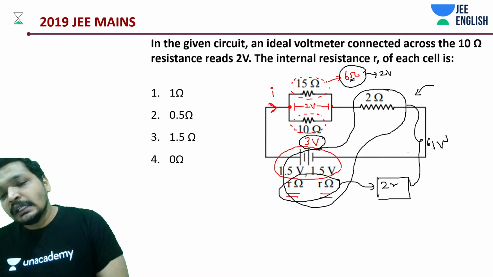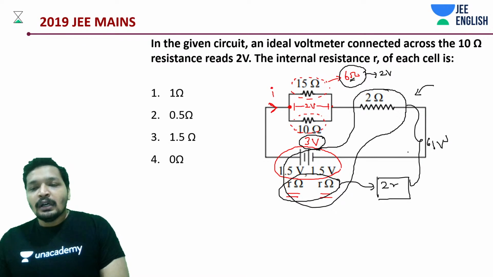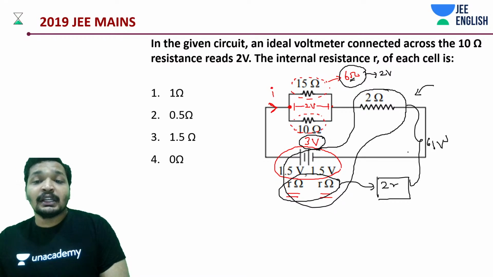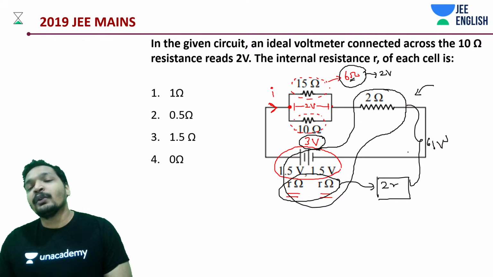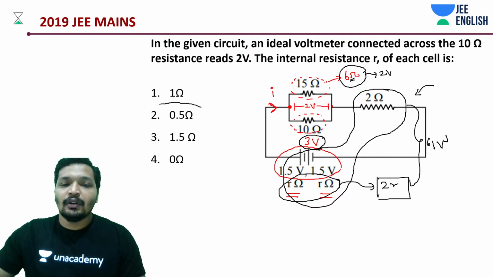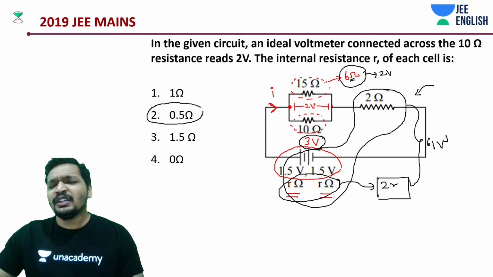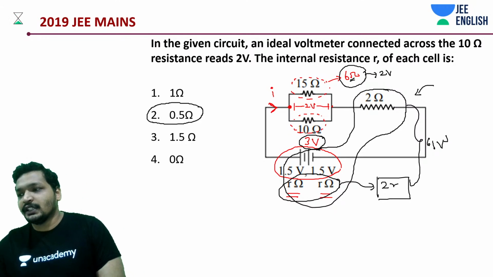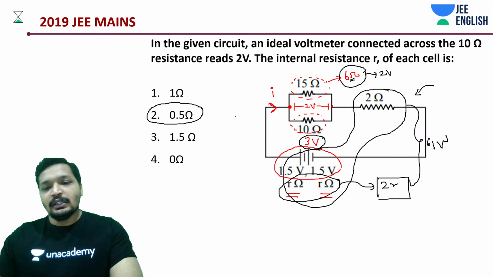So that should be 3 ohms in total. That means 2R should be 1 ohm. That means your R should be 0.5. Not getting too much into the details, this is how you can proceed with the question. Okay, now let's get into the proper solution.